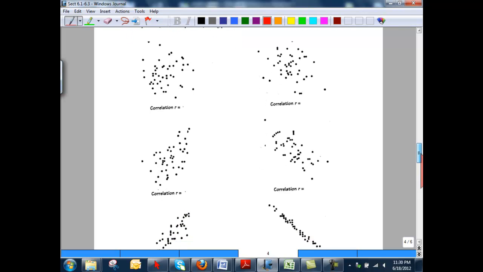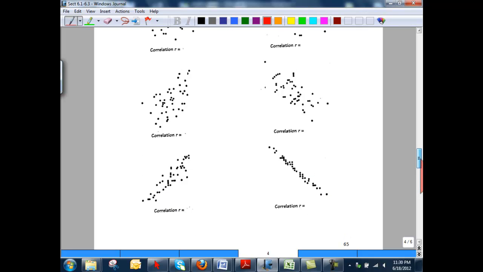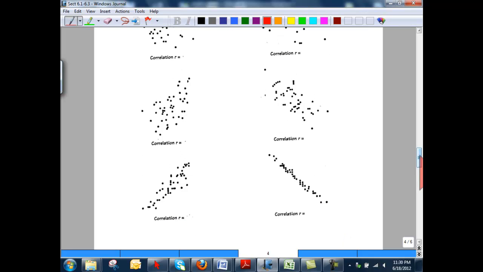So here are 6 scatter plot pictures, and let's go through them one at a time and classify them by positive negative correlation and strength of correlation. It's actually easiest to start at the bottom, and so let's start in the lower right hand corner. These are negatively correlated and the relationship is quite strong. They are clustered along a line pretty tightly, so this is an example of strong negative correlation.